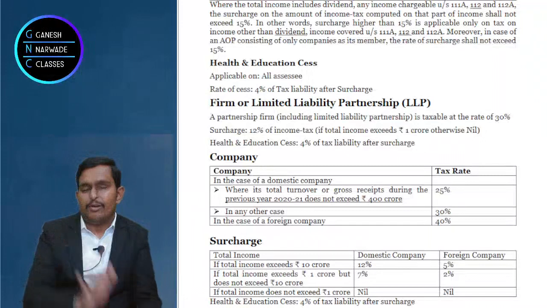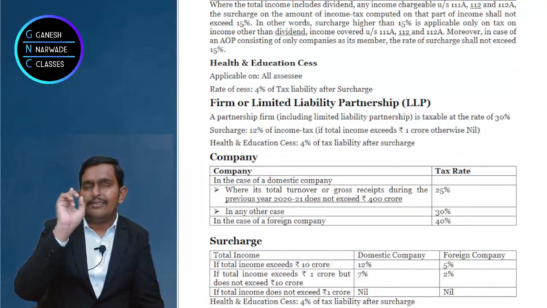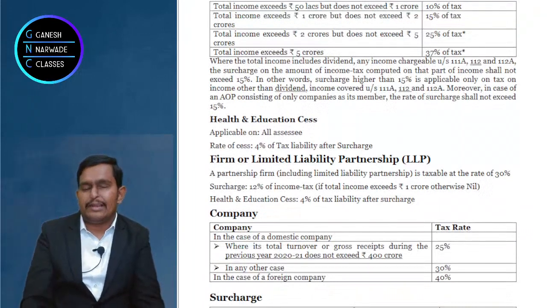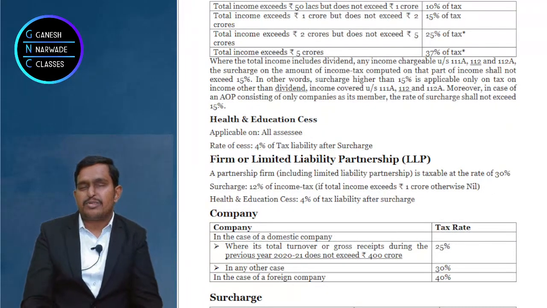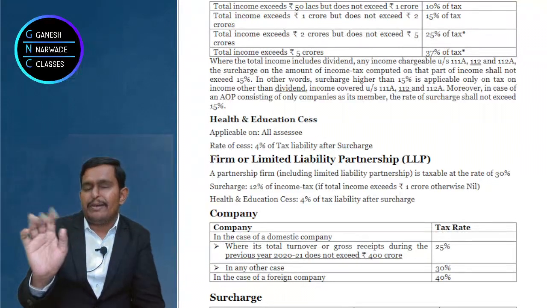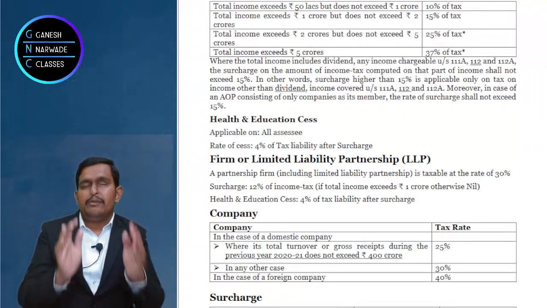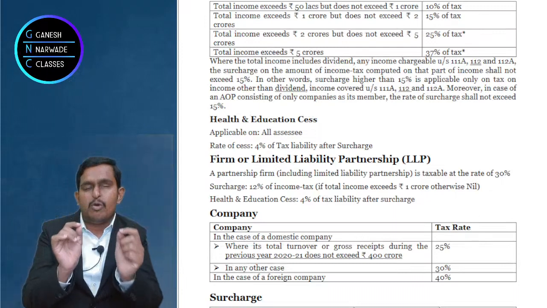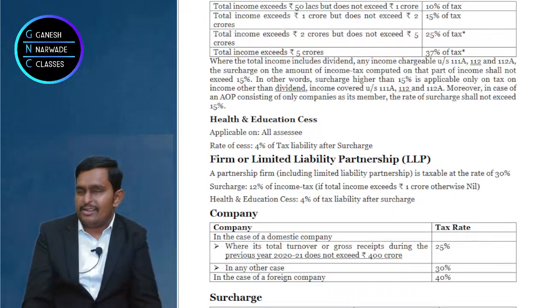So 4 items now. Dividend income, second one is 111A short term capital gain, 112A long term capital gain from stock market transactions, and 112 other long term capital gains. For all these 4 items, surcharge rate cannot be 37%, cannot be 25%. That means for all these 4 items related income, your surcharge rate cannot be more than 15%.